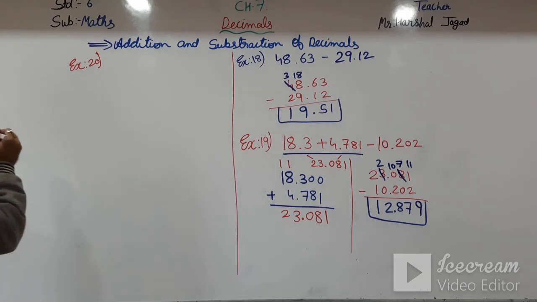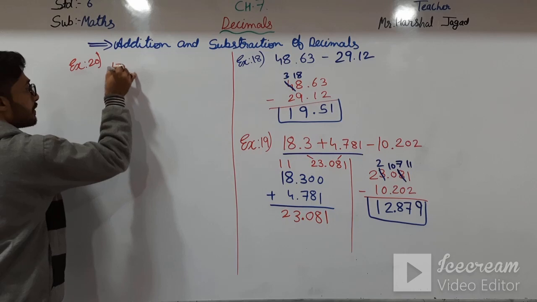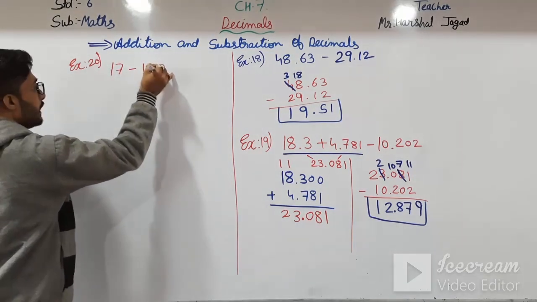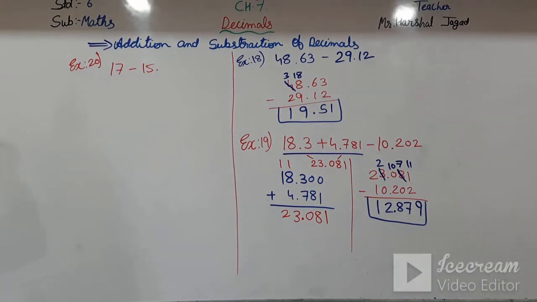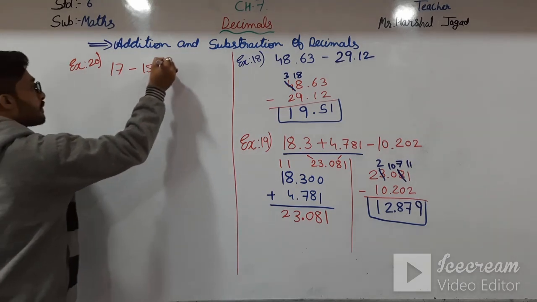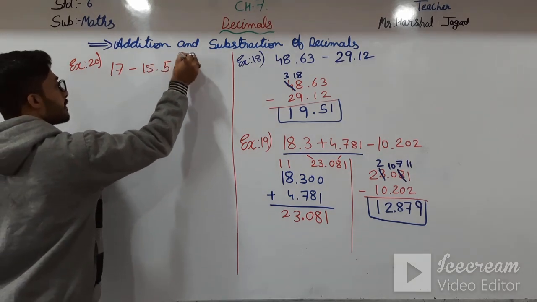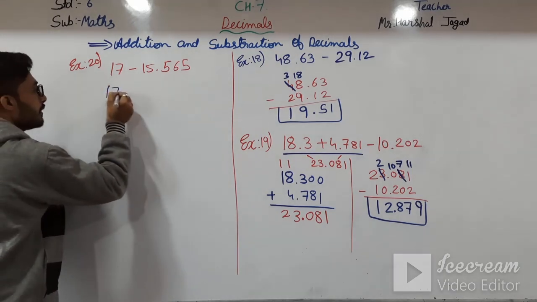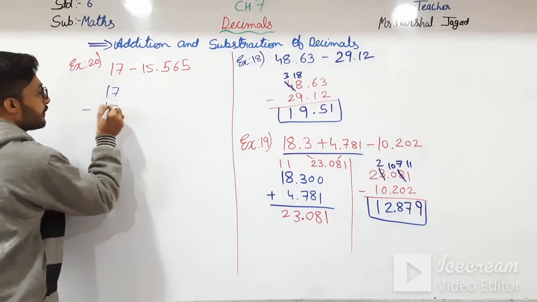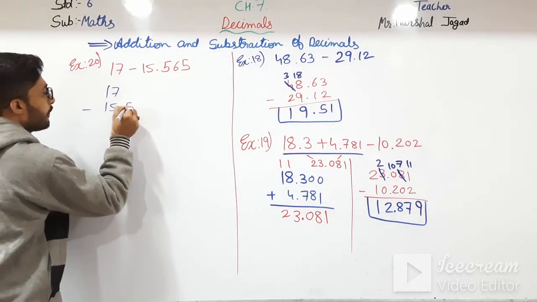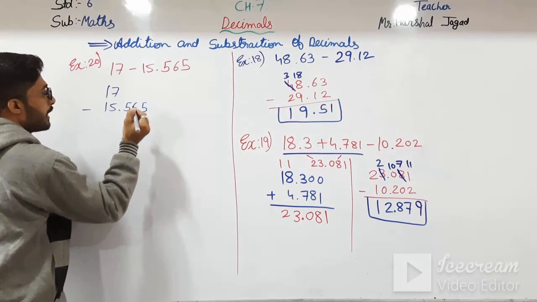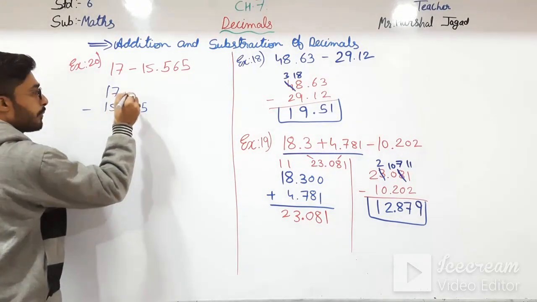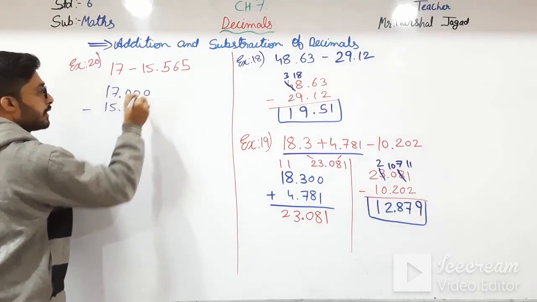That is, subtract 17 minus 15.565. Okay, so here we have to just subtract. So 17 minus 15.565. Here we should put a point and 0, 0 and 0.